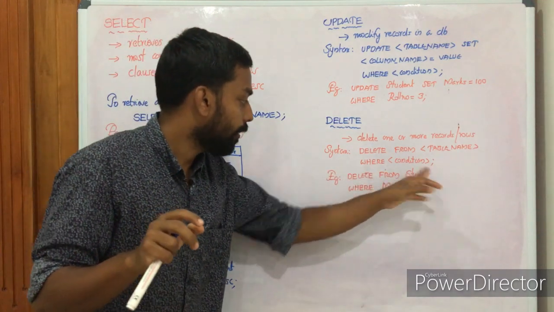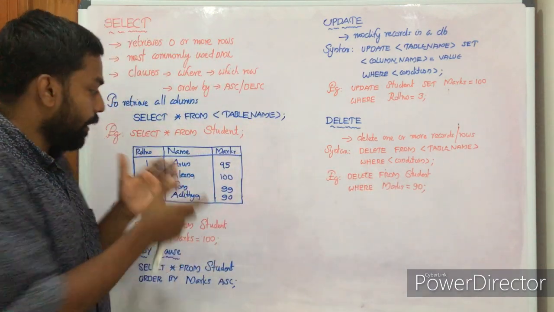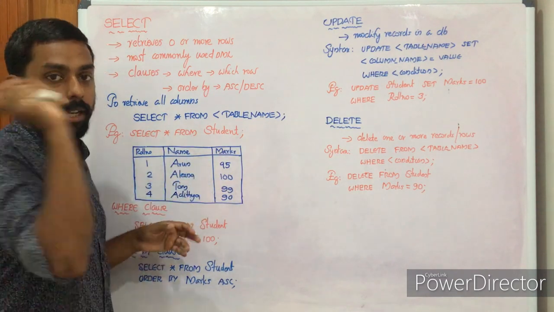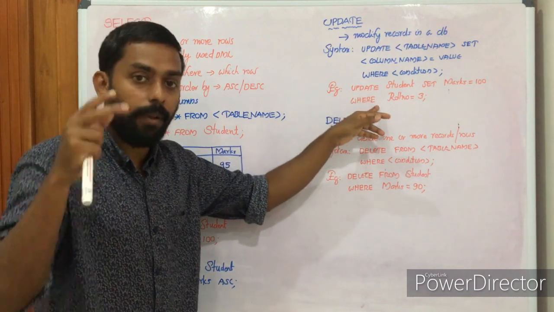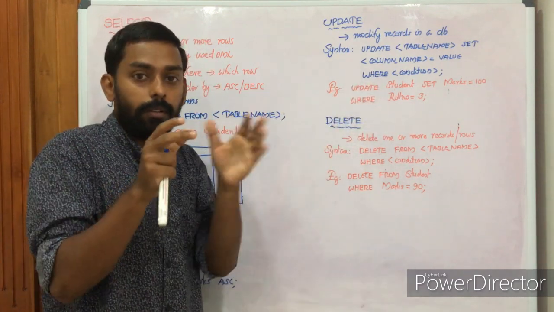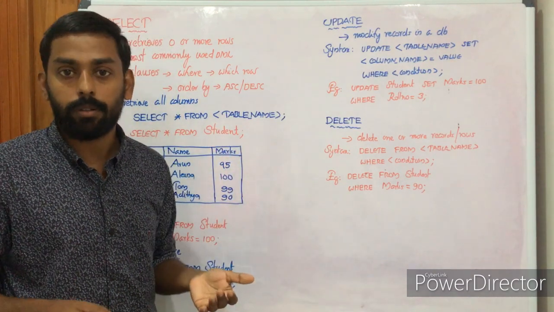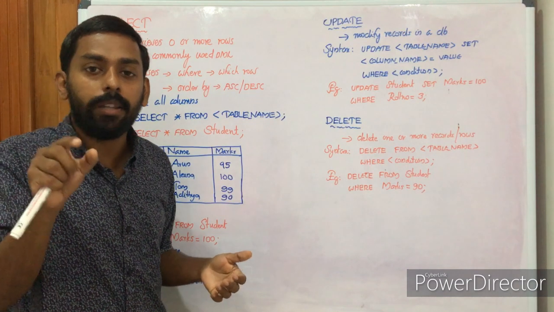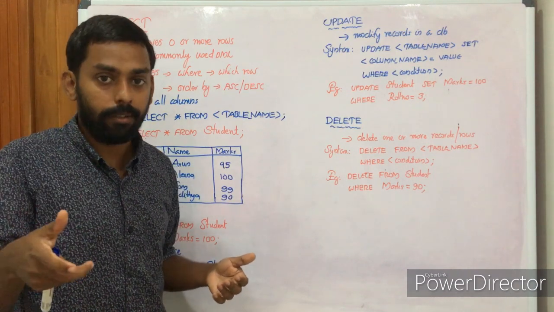Suppose we end here with delete from student, what happens? The entire table's rows will be deleted. All the records will be deleted because in the same way, we haven't added a where clause, so the result will be reflected to all the rows. Actually, where is applied to restrict the number of rows to be affected, right?